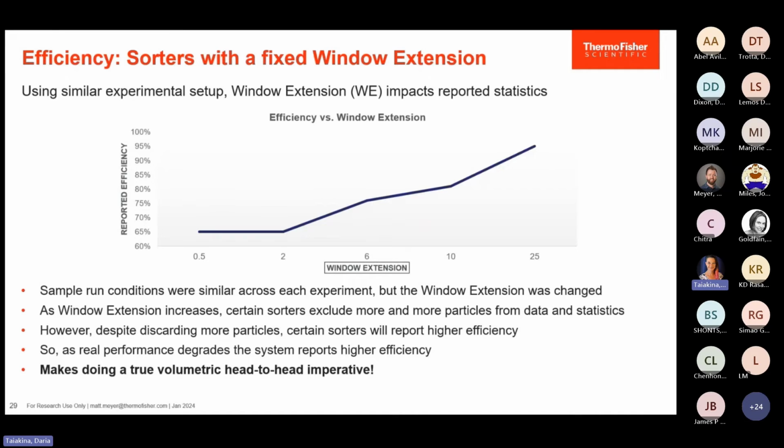And so that's where making a true volumetric head-to-head comparison for efficiency is important, to really make that statistic transferable across multiple different types of sorters.